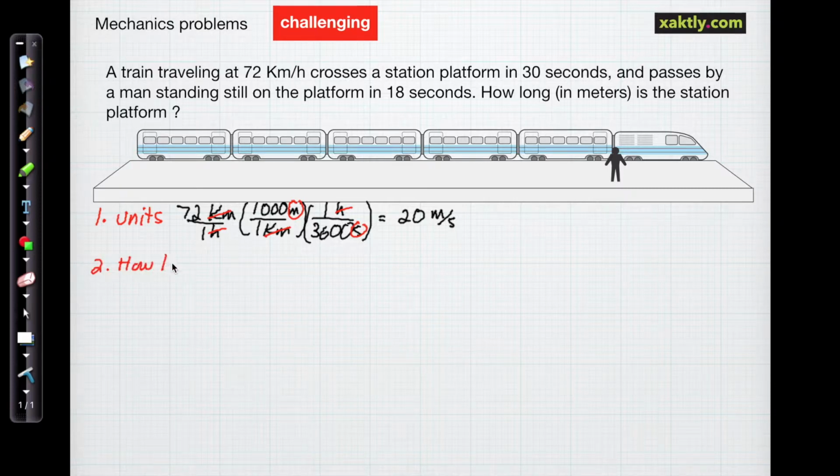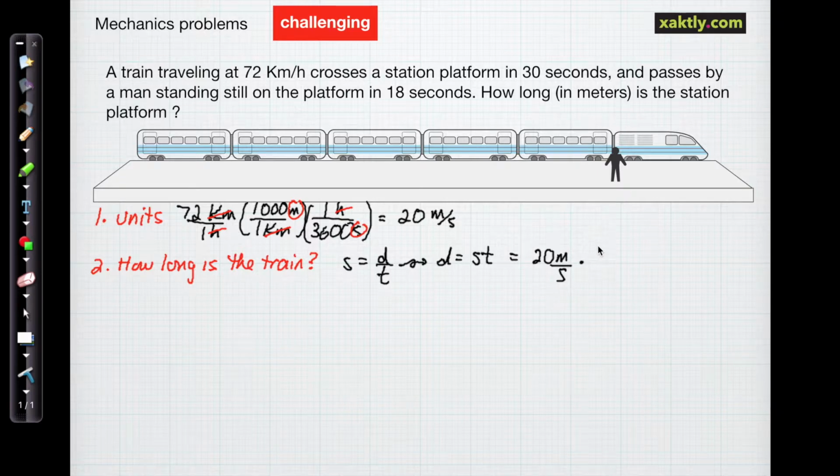Now we can ask, how long is the train? We know that it takes 18 seconds for the train to pass by, and we know its velocity. So if we start with speed equals distance over time, rearrange that to distance equals speed times time, we can just plug in what we know. 20 meters per second times 18 seconds. That's how long it was given in the problem. Cancel the seconds, and that gives us that the train is 360 meters long.